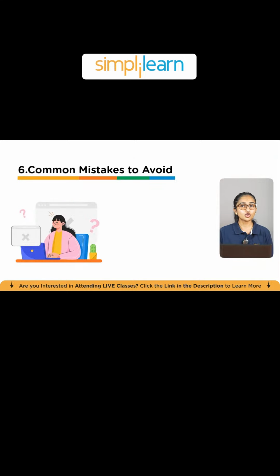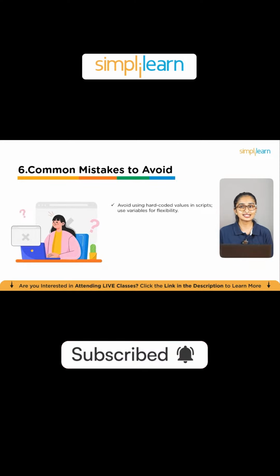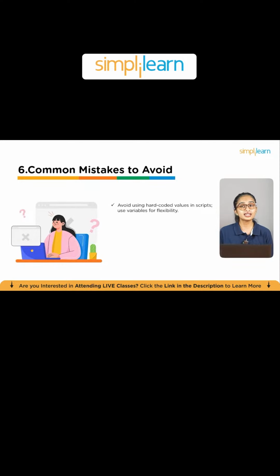We shall now move on to common mistakes that you should avoid. Have you ever followed a recipe and forgotten an ingredient? It can ruin the whole dish. In scripting, one of the most common mistakes is hard coding values. This is like saying my recipe always needs exactly 1 cup of sugar without being able to adjust it. Instead, you should use variables, which act like adjustable ingredients so you can change them as needed.